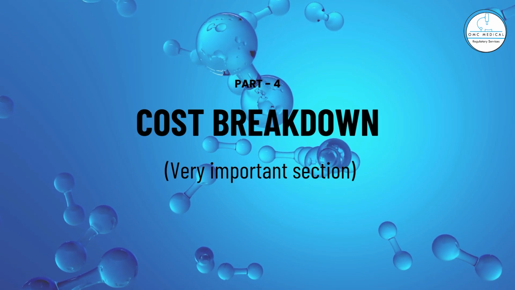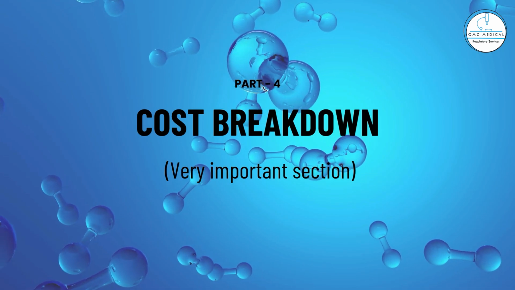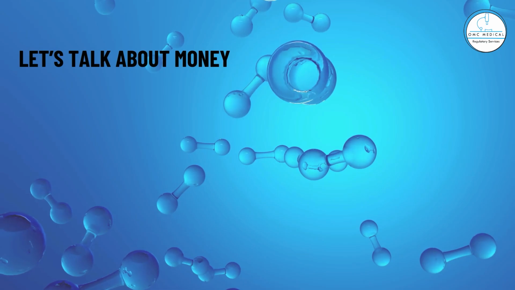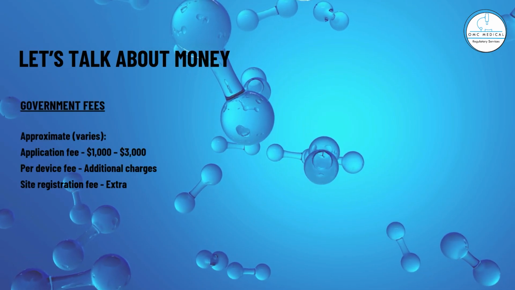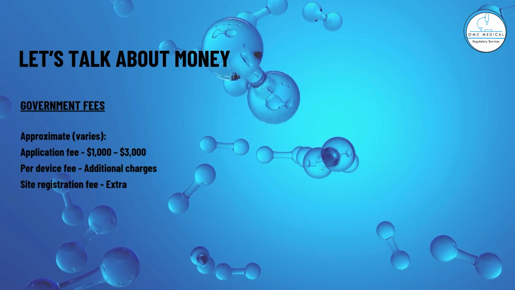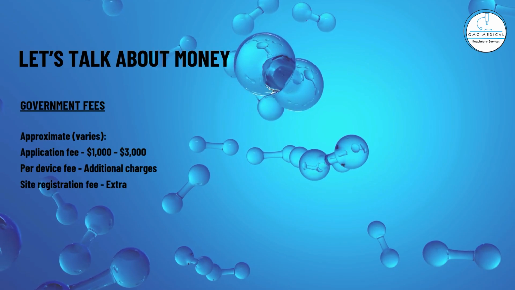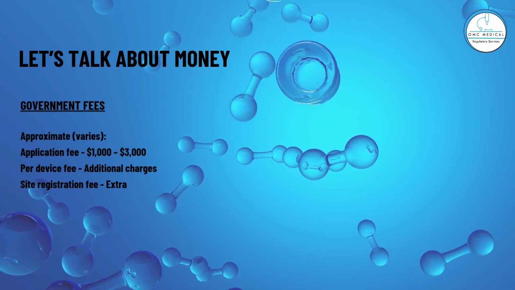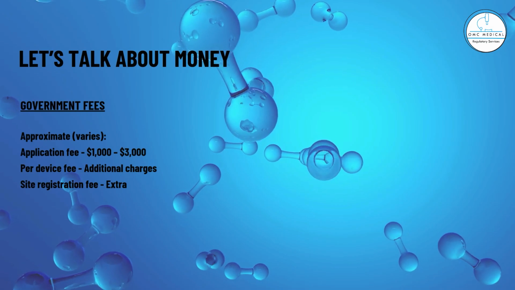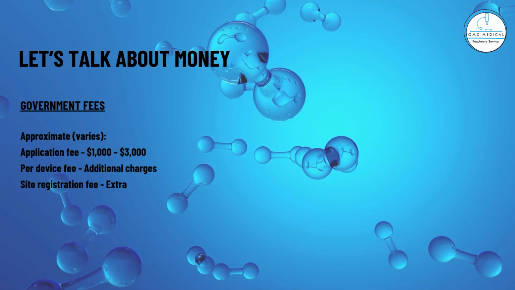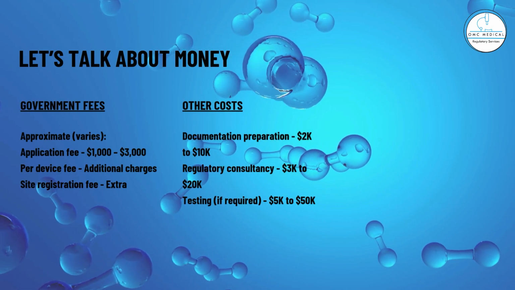Part 4. Cost breakdown. Very important section. Let's talk money. Government fees, approximate and varies. Application fee, $1,000 to $3,000. Per device fee, additional charges. Site registration fee, extra.